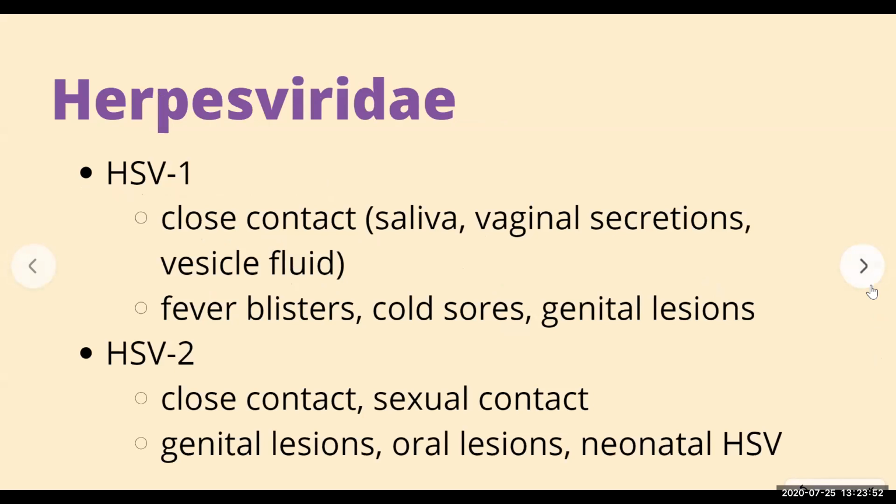Then the next family is the Herpesviridae. So ang HSV is herpes simplex virus 1 and herpes simplex virus 2. So what's the difference between the 1 and 2? Now the 1, you get fever blisters, no? Cold sores. Ang cold sores is the one that, in local dialect, we call ugahip. No, I don't know the Tagalog term for that. That is your cold sores.